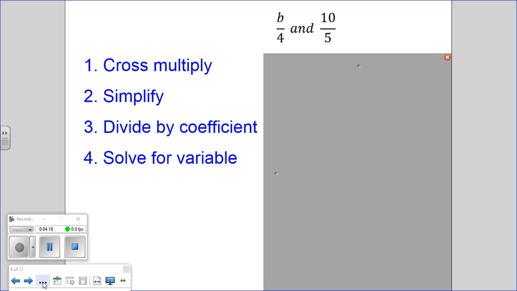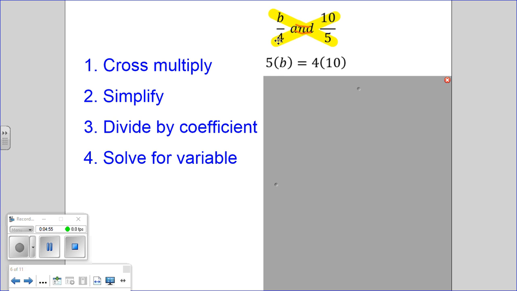So here's our first example. We've got this b over 4 and 10 over 5. So what we're really saying here is that b over 4 is equal to 10 over 5. You can imagine an equal sign here. And step 1 says that we're going to cross multiply. So what we want to do is take these numbers that are across from each other diagonally and multiply them together. So we'll be multiplying 4 times 10, and we'll put that on one side of our equation, and then 5 times b, and we'll be putting that on the other side of our equation. So that's going to look like this.